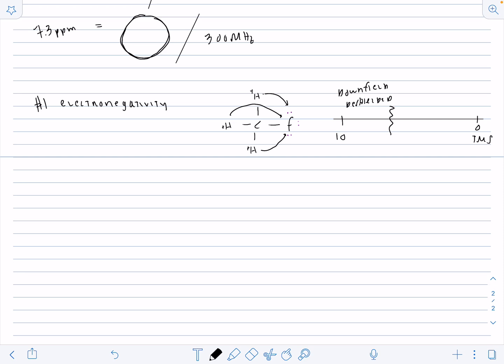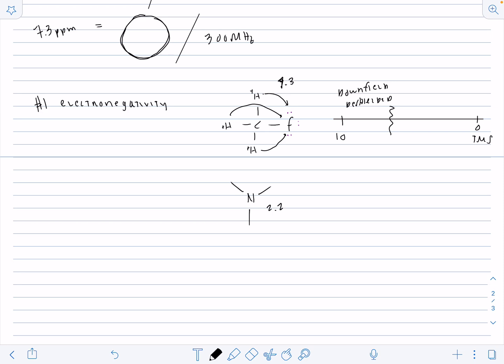Okay, so even though my numbers are not correct, that's basically the idea. And conversely, as electronegativity decreases, the chemical shift decreases. So we know that fluorine is the most electronegative atom on the periodic table, but let's say we use something like ammonia. This chemical shift value is 2.2 compared to this CH3F, which is 4.3.